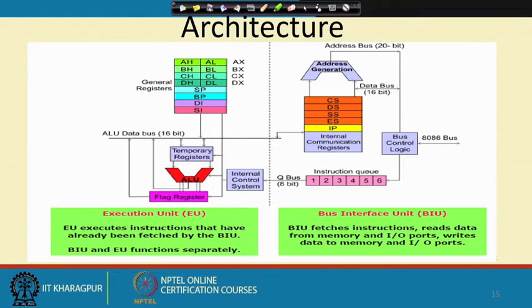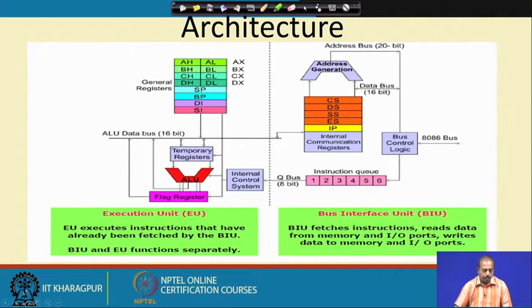So, 8086 architecture consists of two units, as we have noted in the last class. There is a bus interface unit and there is an execution unit. The bus interface unit is on the right side. It contains the logic by which it can access the bus, that is the address bus, the data bus and all that. And on the left side you see the execution unit, where the actual executions take place. We will look into this in detail.